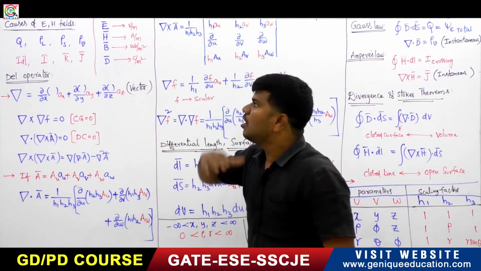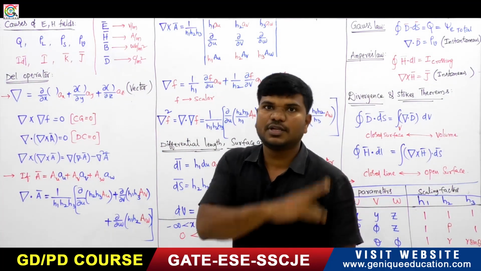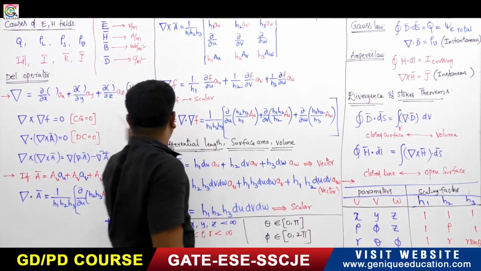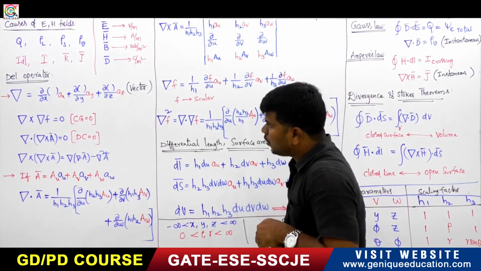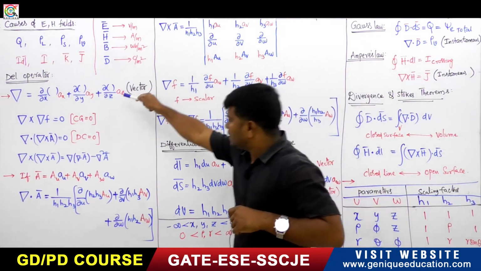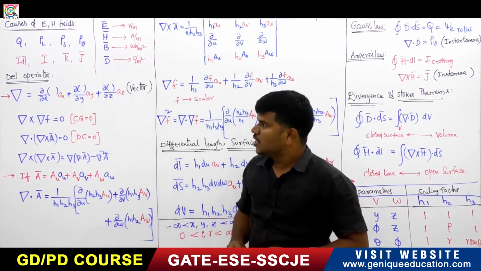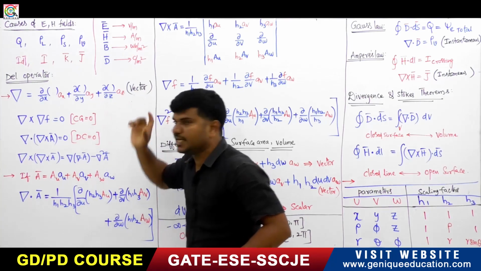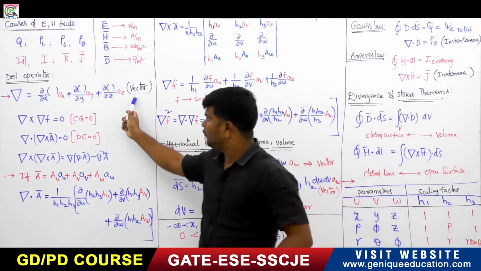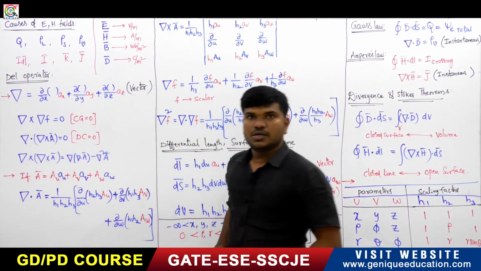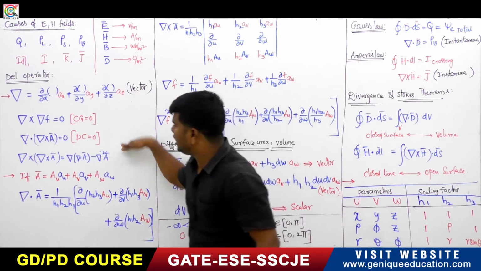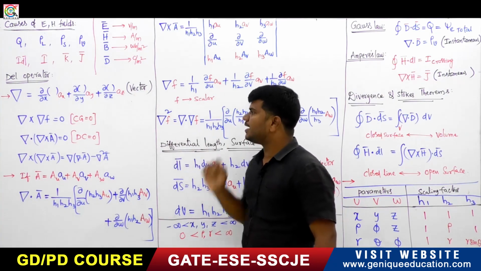And we will come to know how to write the del operator for the cylindrical coordinates and spherical coordinates. Okay, so there are some special vector identities, so you should remember these vector identities forever. If you know the del operator expression, you have to remember these three vector identities. They are very, very important.